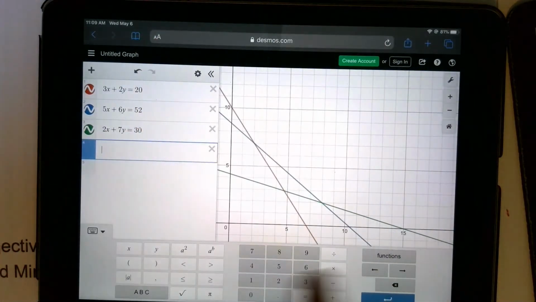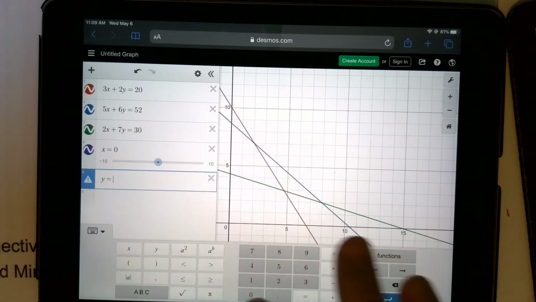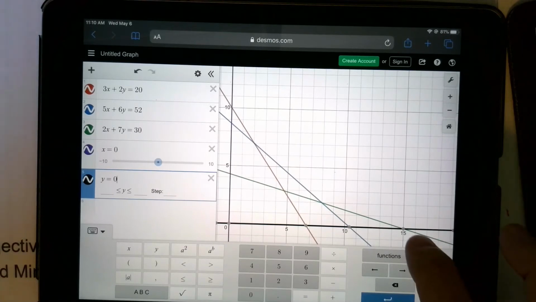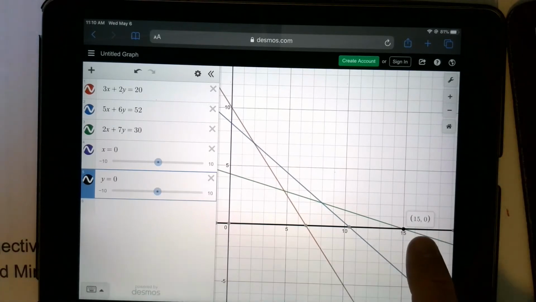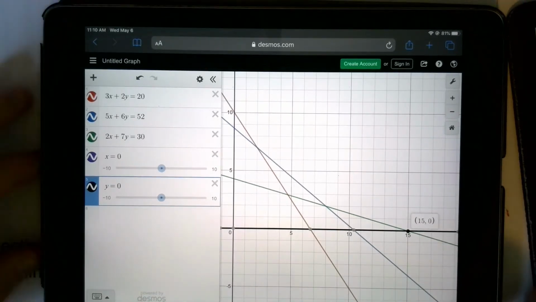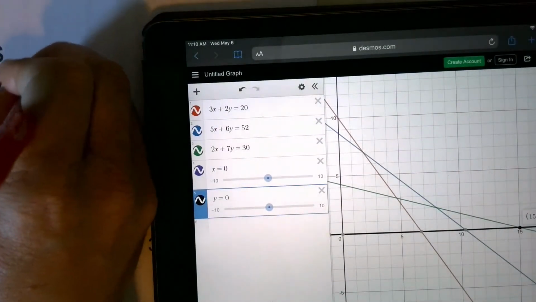And in order to get the intersections, I still need to do x equals 0 and y equals 0, so that I can have those 2 bottom lines. Then on my graph, I need this one right here, and that one is 15, 0. So I'm going to go to my little handy dandy sheet over here, move this way a little bit. I'm going to go 15, 0.